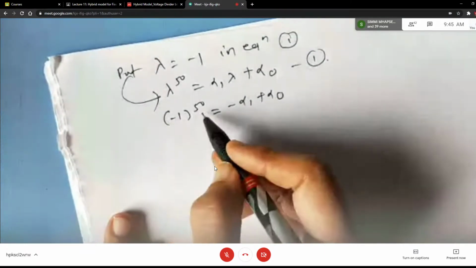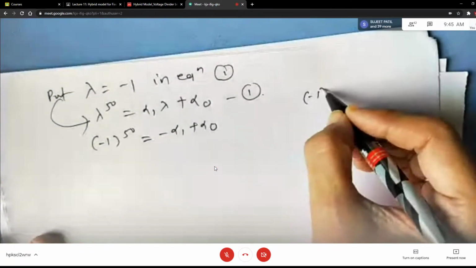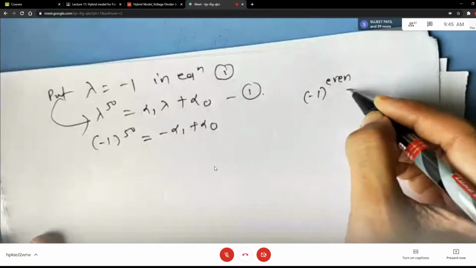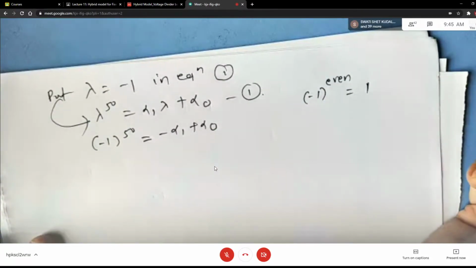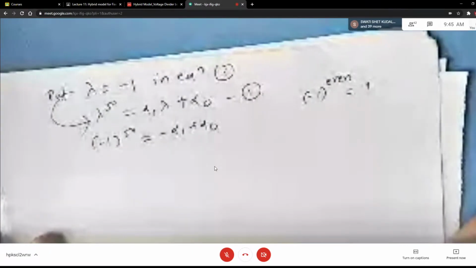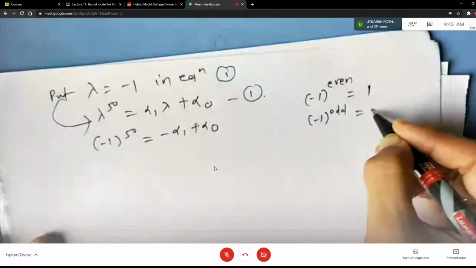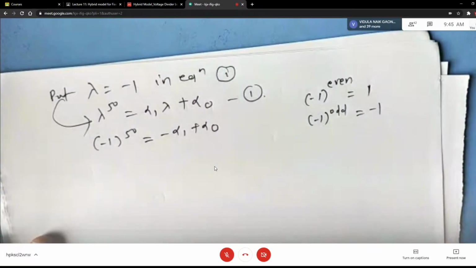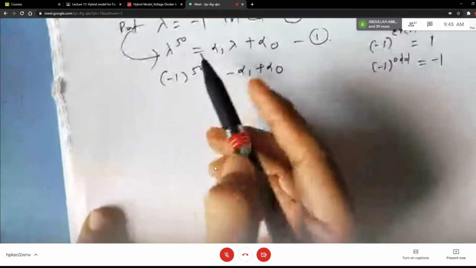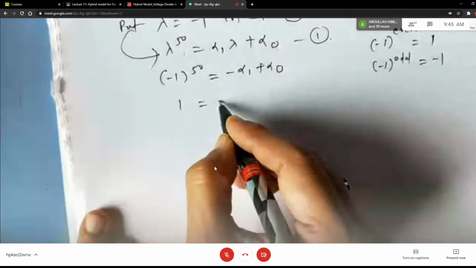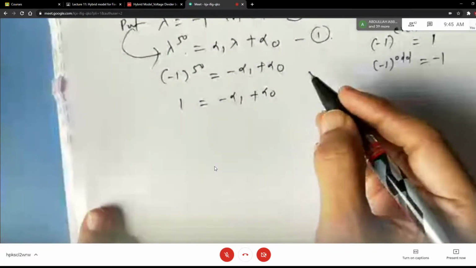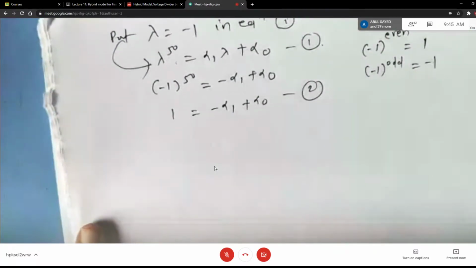Correct? But negative raised to, you know this rule, no students? Negative 1 raised to an even number is always positive 1. Raised to 4, raised to 50, raised to 60, all are positive 1. Whereas minus 1 raised to any odd number is negative 1. So minus 1 cube, minus 1 raised to 5, minus 1 raised to 7, minus 1 raised to 99, all these are minus 1. So minus 1 raised to 50, because 50 is even, we are getting 1 here. This is equal to minus alpha 1 plus alpha naught, and this is our equation number 2.